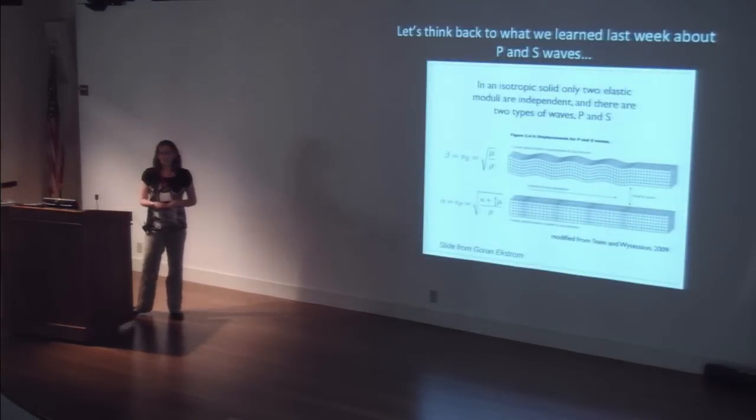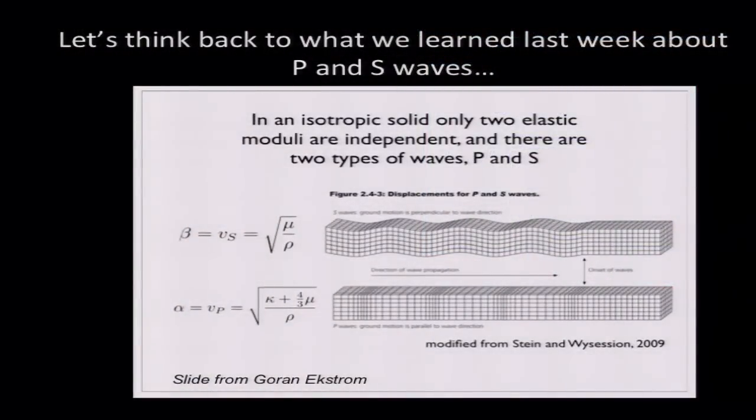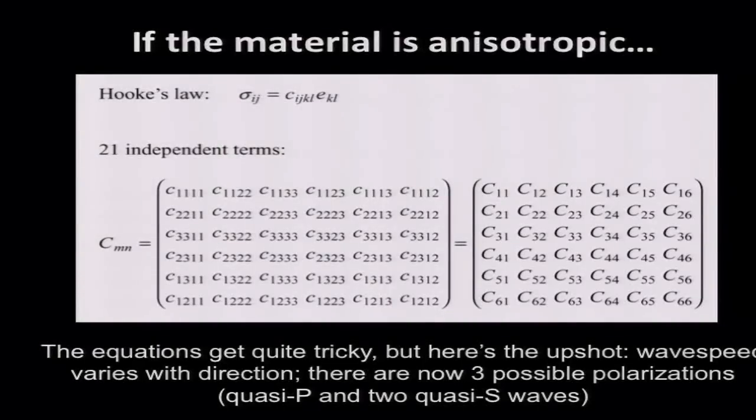I promise I'm not going to show equations for an hour and a half, but I did just want to take us back to the talk that Yaron gave last week when he showed this isotropic version of the seismic wave equation and made the point that if you have an isotropic solid, you only need two independent constants, two independent elastic moduli, to describe wave speeds, and you have these two wave types, P and S. So the situation is fairly simple for an isotropic solid, and of course the Earth is not isotropic. The situation gets a great deal more complicated when we start thinking about anisotropy.